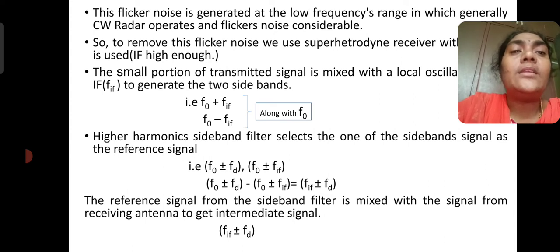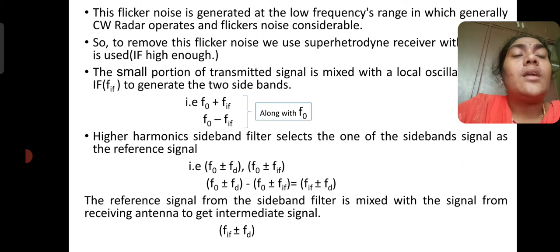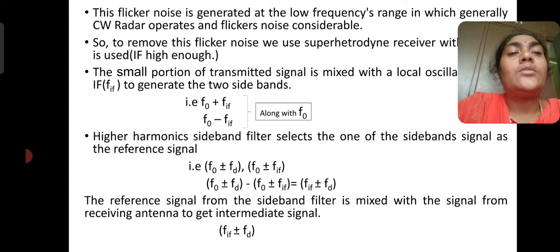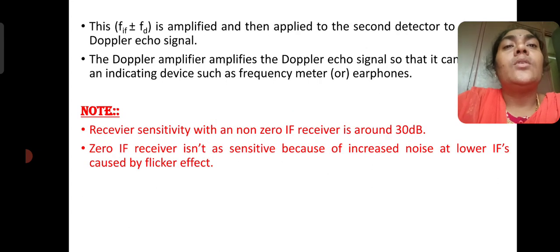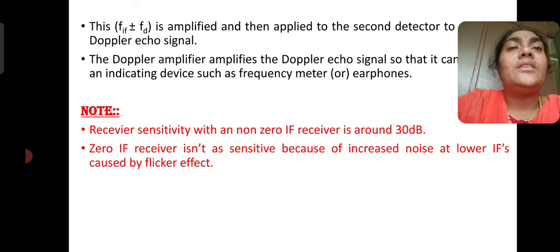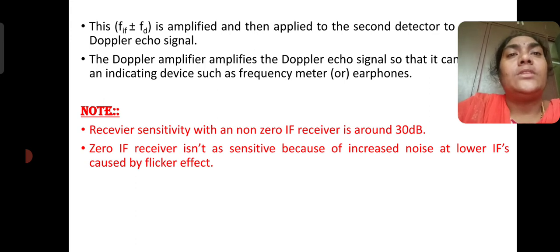So we are getting F0 plus or minus FD, and F0 plus or minus F of IF. F0 plus or minus FD minus F0 plus or minus F of IF gives F of IF plus or minus FD. The reference signal from the sideband filter is mixed with the signal from the receiving antenna to get the intermediate frequency. This F of IF plus FD is amplified and then applied to the second detector to get the Doppler echo signal. The Doppler amplifier amplifies the Doppler echo signal so that it can be indicated in devices such as a frequency meter or earphones.